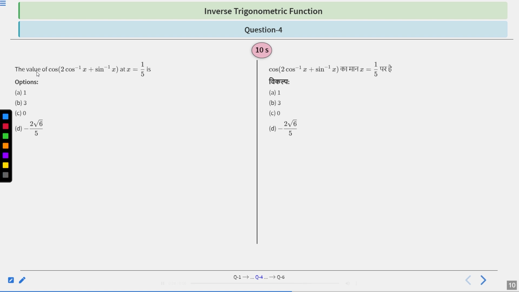The value of cos of 2 cos inverse x plus sin inverse x at x equal to 1 by 5 is. We basically have to find the value of cos of 2 cos inverse x plus sin inverse x at x equal to 1 by 5.